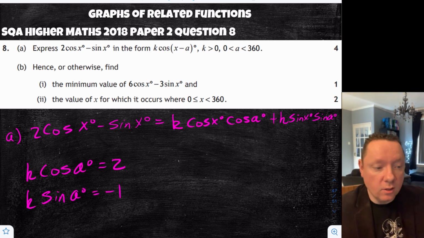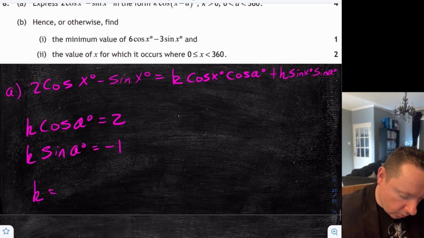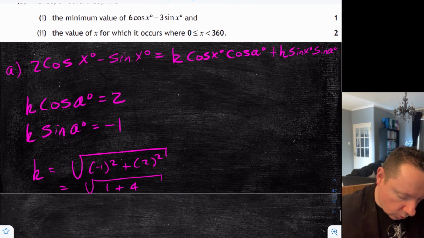And remember, to get our k, we just square both numbers and square root them. Why is that? It's because sine squared plus cos squared equals 1. So to get our k, it's the square root of minus 1 squared plus 2 squared, which is the square root of 1 plus 4, which is the square root of 5. So k is root 5.